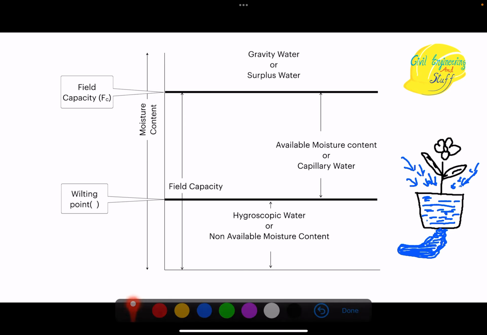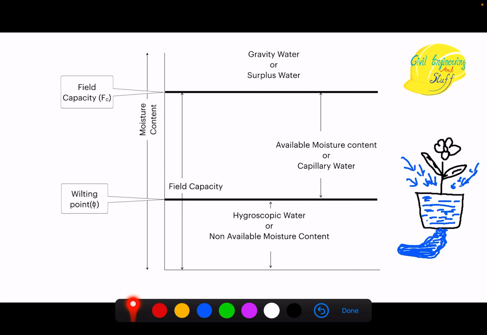Next level is the wilting point, denoted by phi. Field capacity is denoted by Fc, wilting point is denoted by phi. Now wilting point is that moisture level in the soil that if the moisture content goes below the wilting point, the plant or the crop will perish, they will cease to exist, they will become dead.